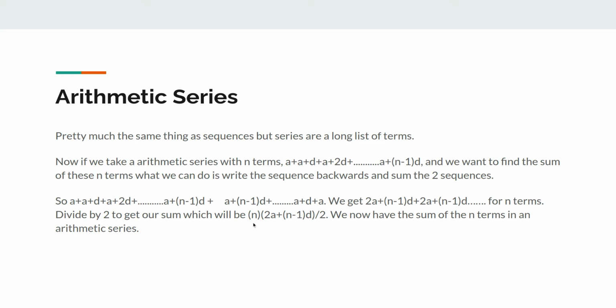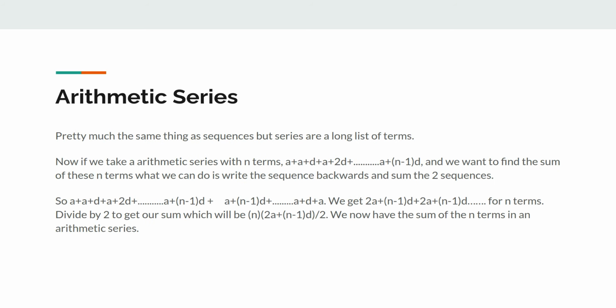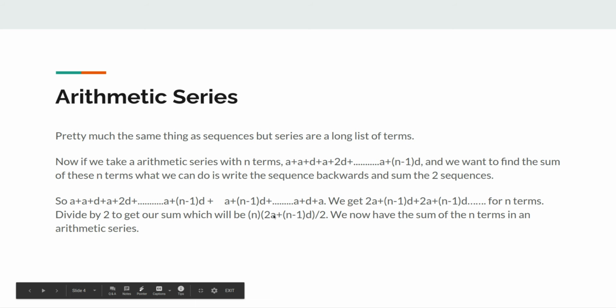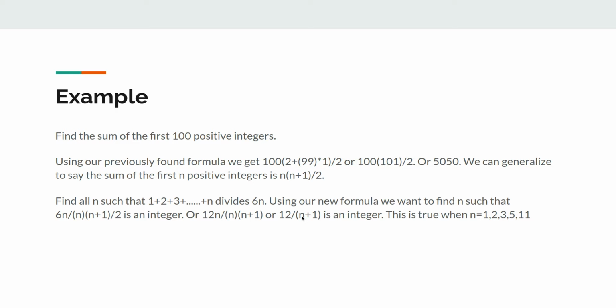You have 100 terms, so n is equal to 100, right? And your first term is 1. So it becomes 100 times (2a, which is 2, plus 99d) over 2, and d is 1. So you get 100 times 101 over 2. You can generalize if you just let that be n. Clearly a is equal to 1 and d is equal to 1. Then it becomes n times (2 plus n minus 1) over 2, which is n times (n plus 1) over 2. So we have shown that the sum of the first n positive integers can be written as n times (n plus 1) over 2.